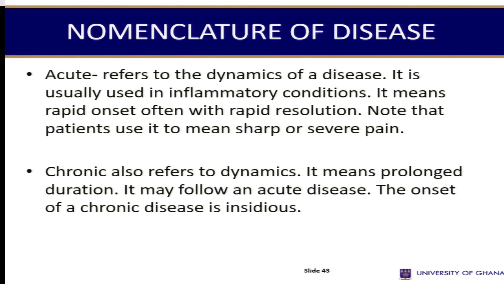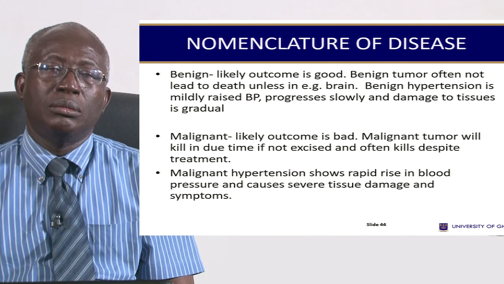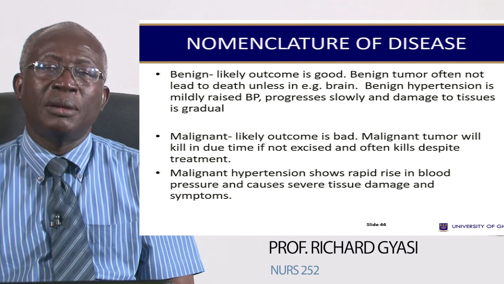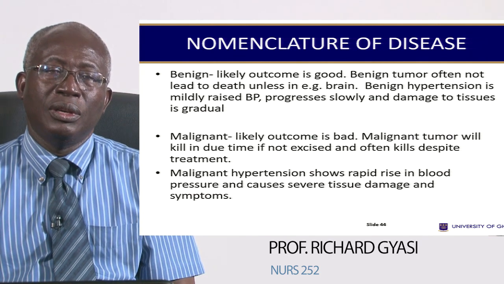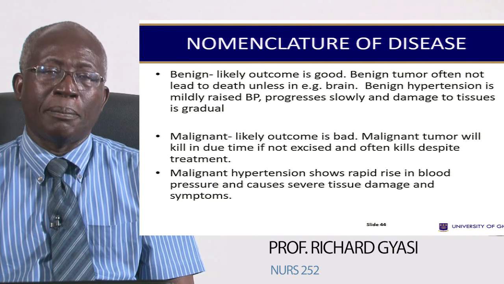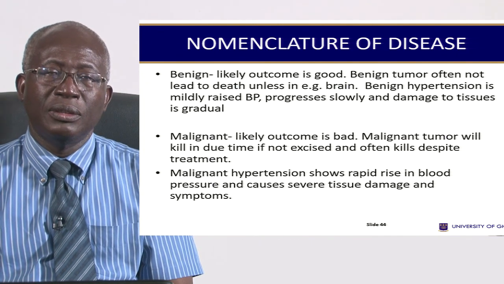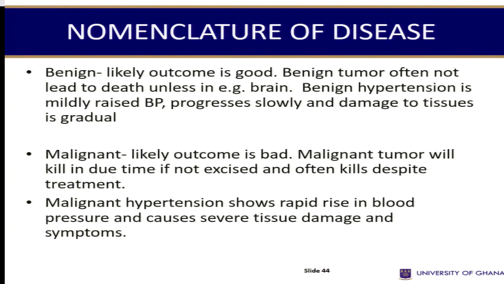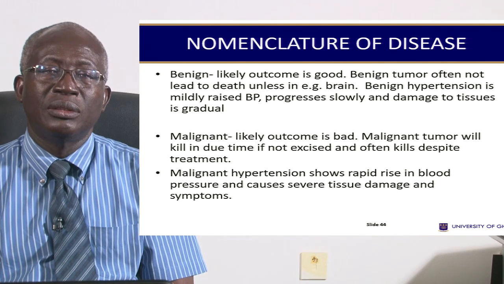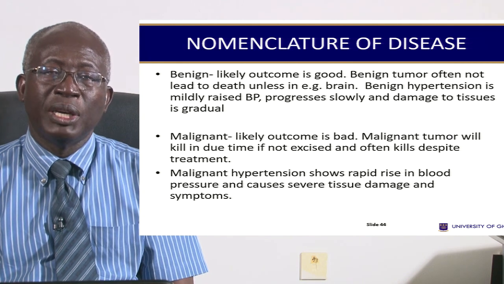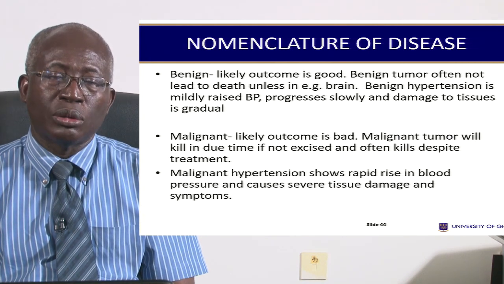And then when it comes, it stays for a long time. Then you say it's chronic. Benign is another term that is used. This is in reference to the outcome of a disease. When the outcome is good, then it's termed benign. So for instance, in tumors, when you say a benign tumor, you mean the one that would not normally lead to death. It will not spread or kill you, unless it is in a site like in the brain or somewhere else where it is dangerous to be, then it may kill. Otherwise, it is a good outcome.